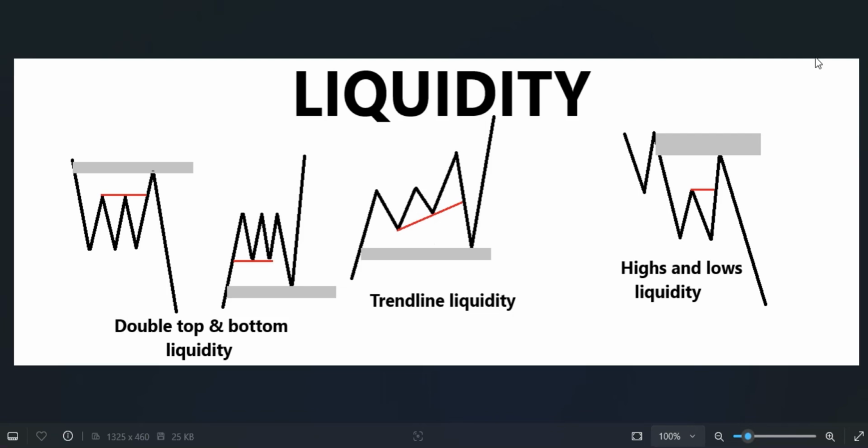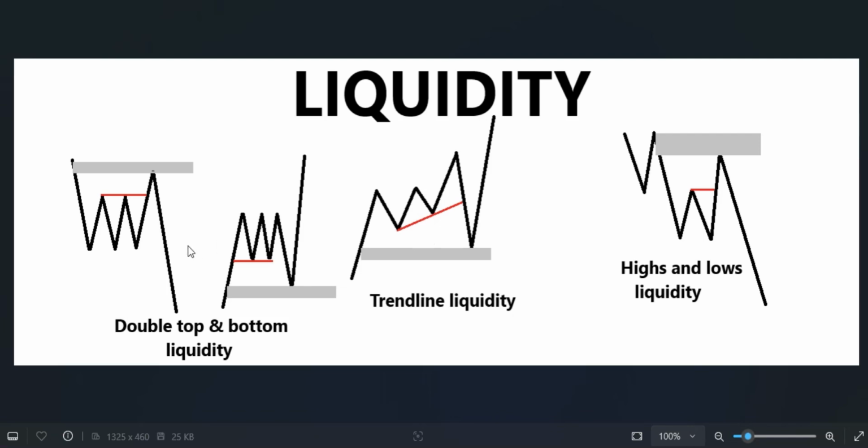So, liquidity. This is the first video I'll be doing on liquidity because liquidity is a broad subject. Using the PFA strategy and the way we trade in the academy, there are three types of liquidity we have. We have double top and double bottom liquidity, trend line liquidity, and highs and lows liquidity. The type of liquidity you're going to see in the market over and over again is highs and lows liquidity. That one happens quite frequently.